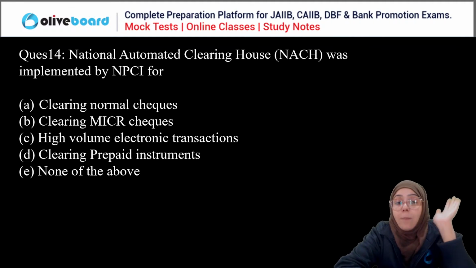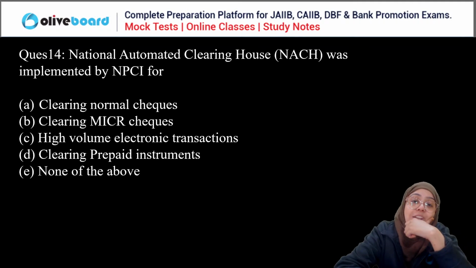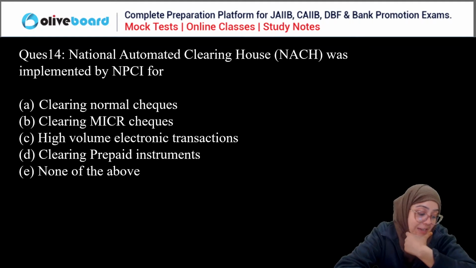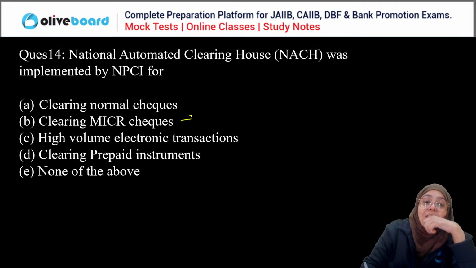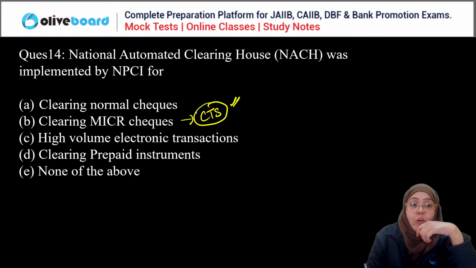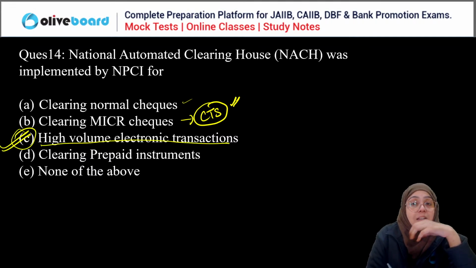Clearing normal checks, clearing MICR checks, high volume electronic transactions, clearing prepaid instruments, or none of the above? For clearing MICR (magnetic ink character recognition) checks, there is a technology known as CTS, the Check Truncation System. That is for clearing the normal checks as well as the MICR checks. Whereas high volume electronic transactions are settled by NACH, the National Automated Clearing House.